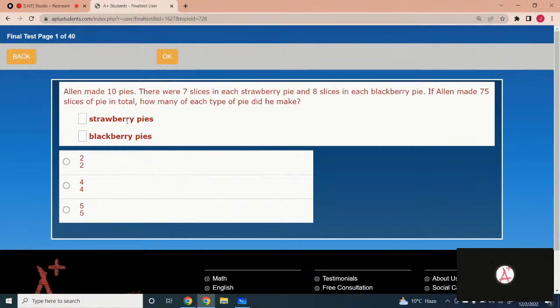Which option is the correct one? The total pies are 10. Got it? So the only combination that makes 10 is 5 and 5. So that means the correct option is, because the question is how many of each type of pie did he make. Doesn't matter how many slices there are. The total pies are 10. So you have just one, 5 and 5, that makes 10. So 5 and 5 is the correct option. Got it, everyone?